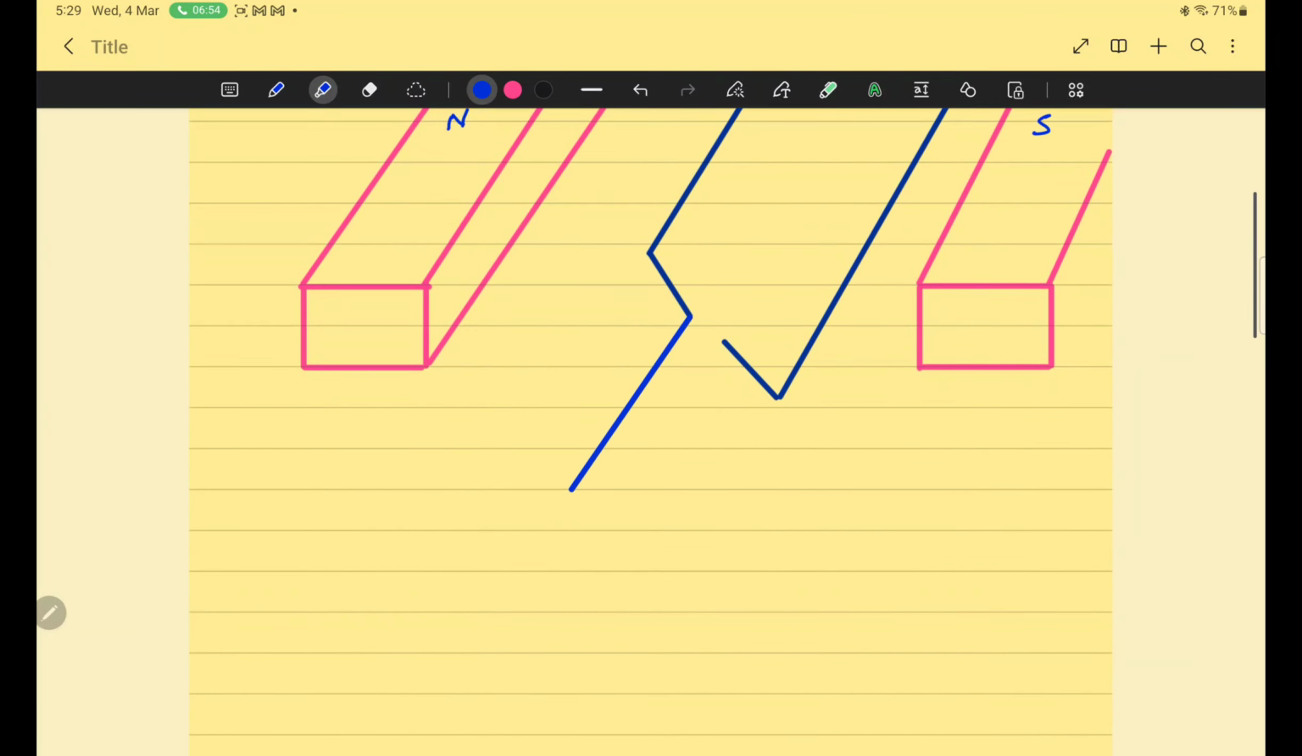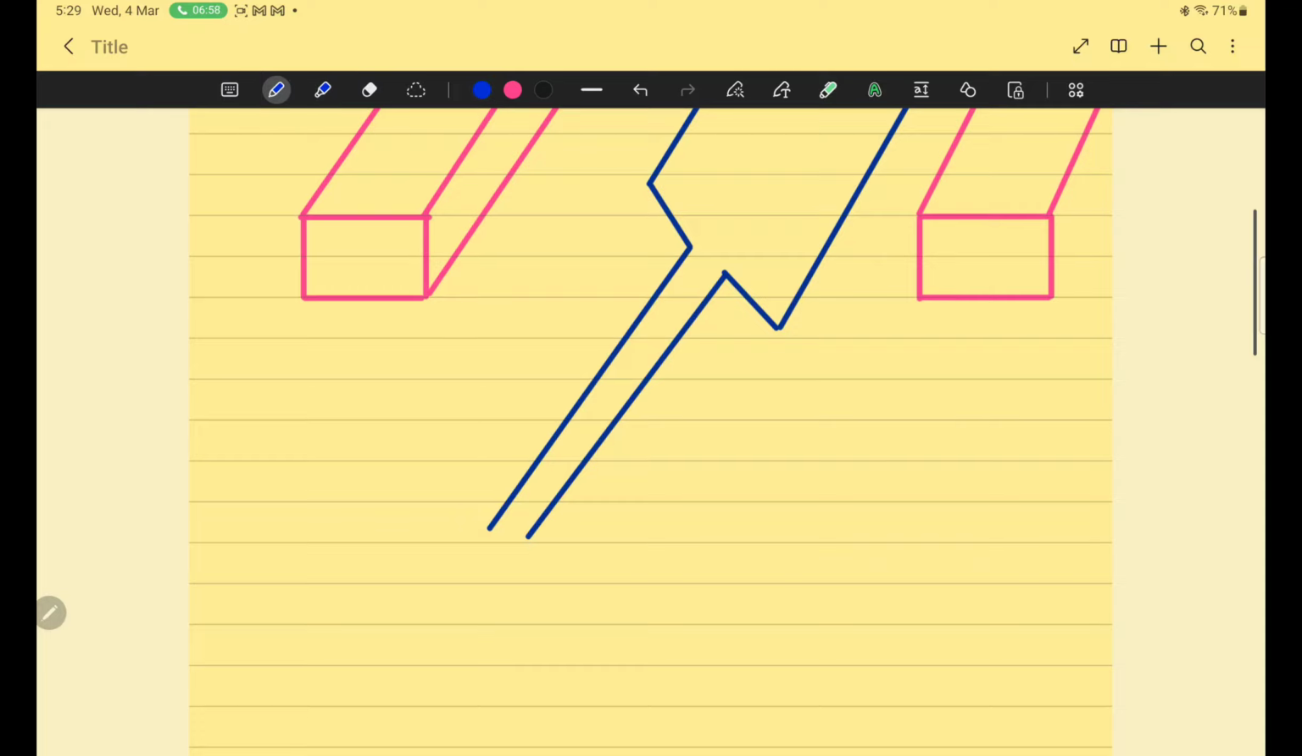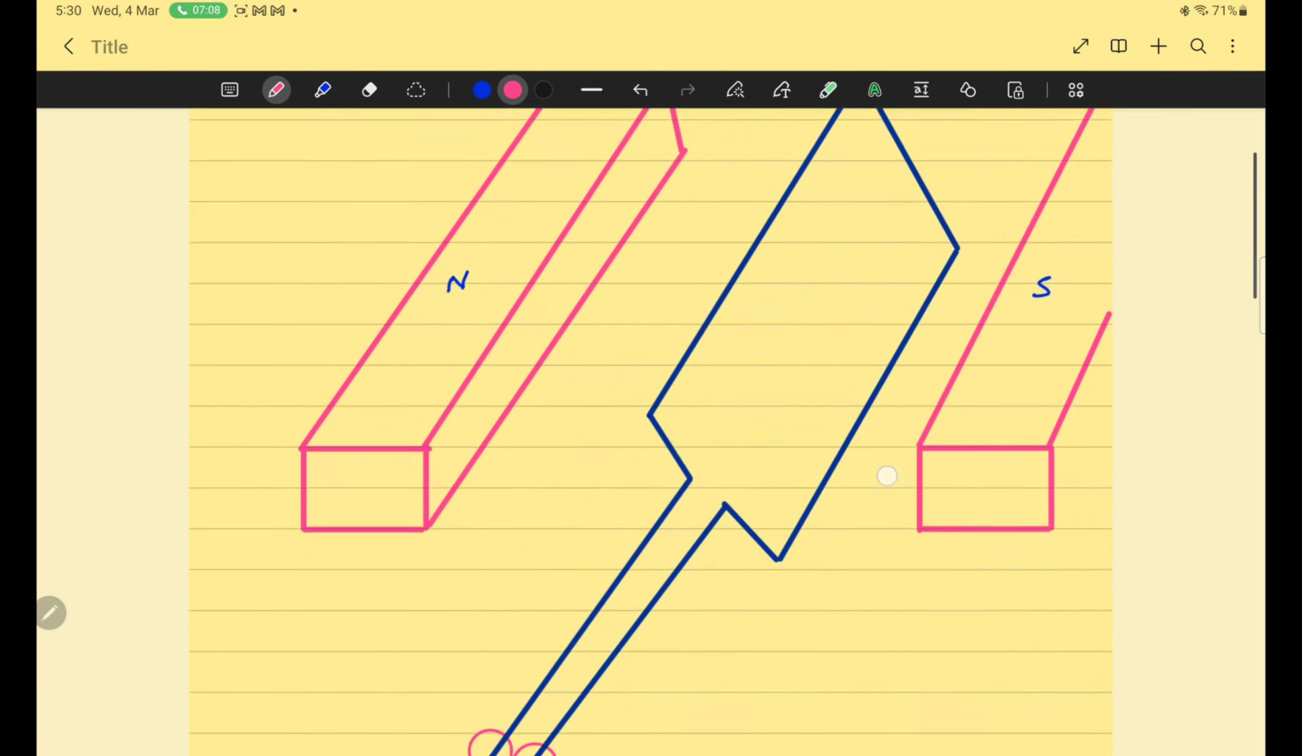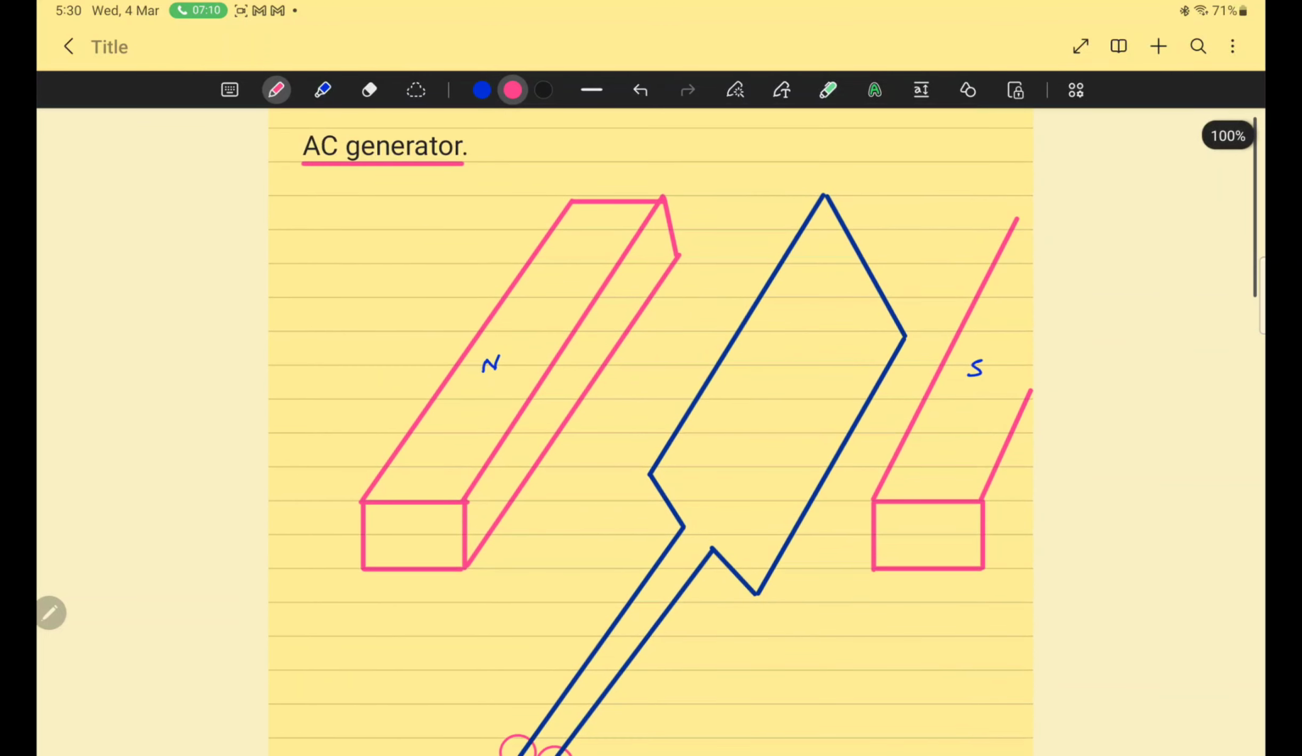The two ends of the coil are connected with two separate copper rings. This is ring number one, and this is ring number two. These are two separate copper rings. And right now, the coil is vertical.